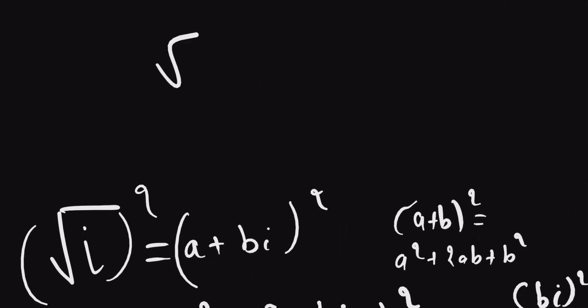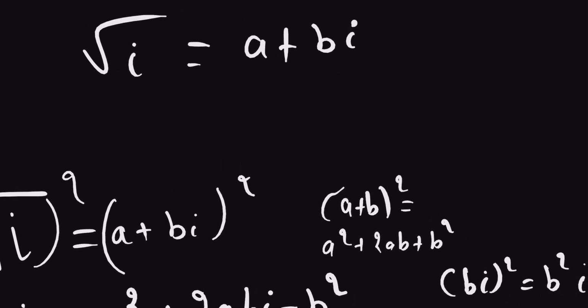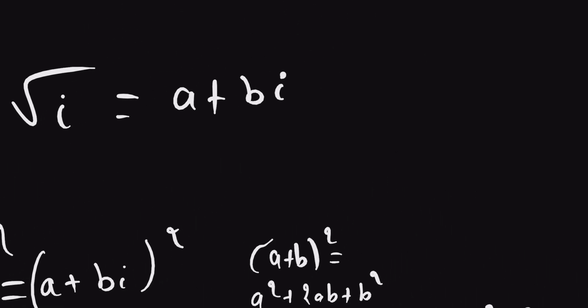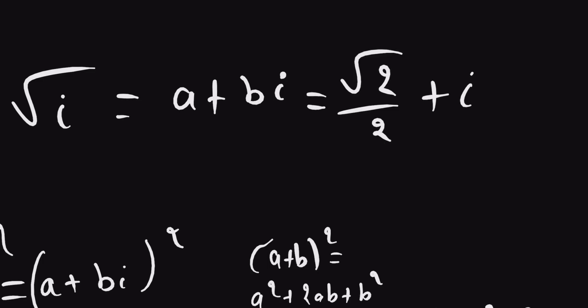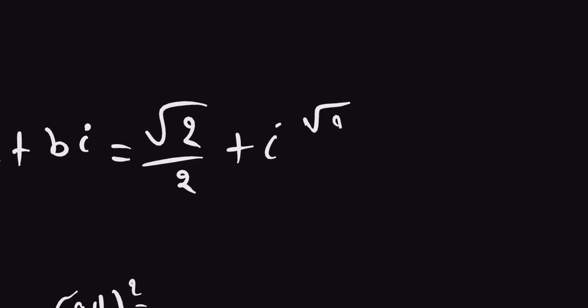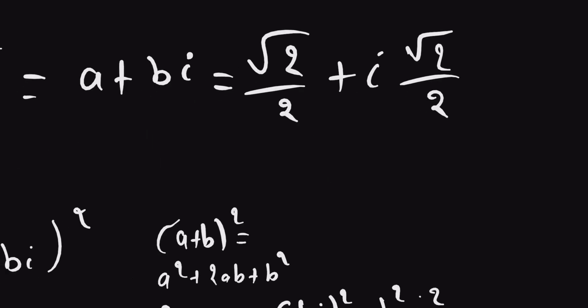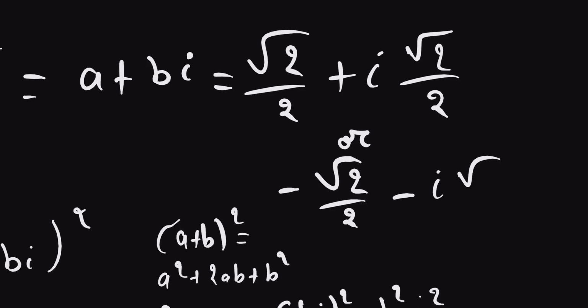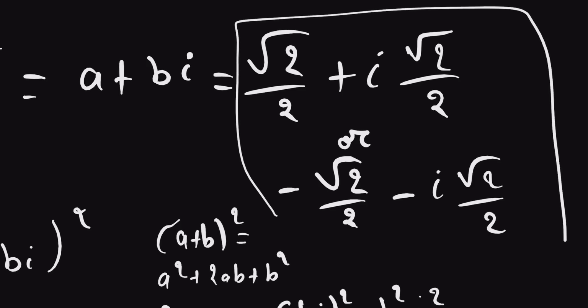So the square root of i, we said, is equal to a plus bi. We have two possible a's and two possible b's. So we can solve that the square root of i is equal to square root of 2 over 2 plus i times square root of 2 over 2, or I'm going to write it here, negative square root of 2 over 2 minus i square root of 2 over 2. And this right here is our answer.